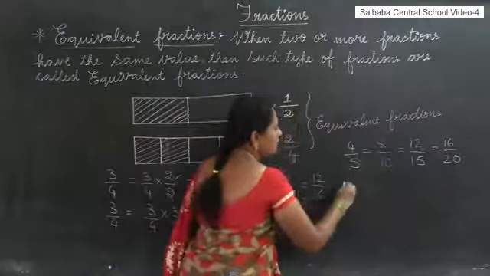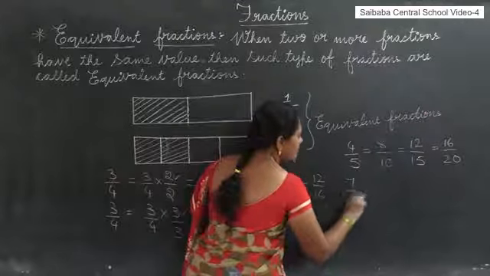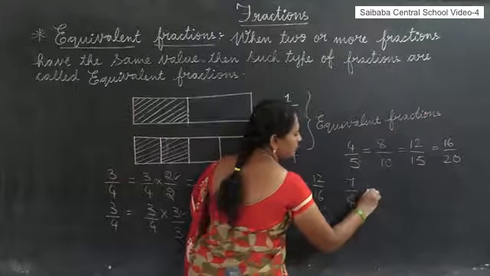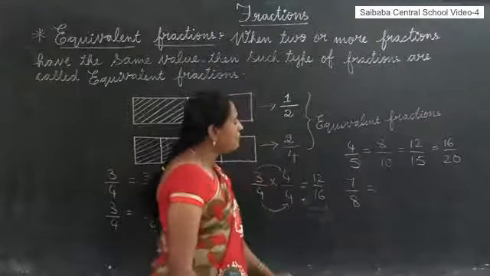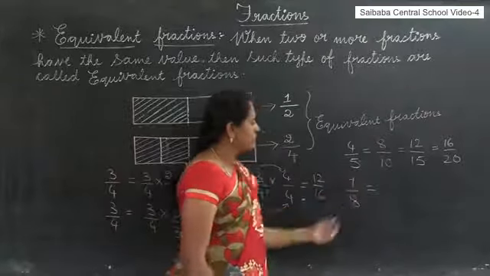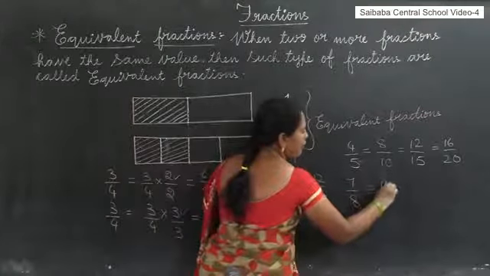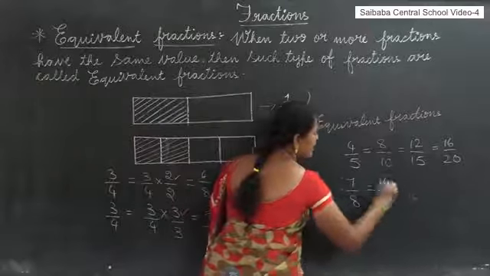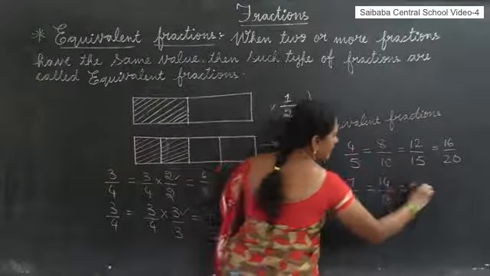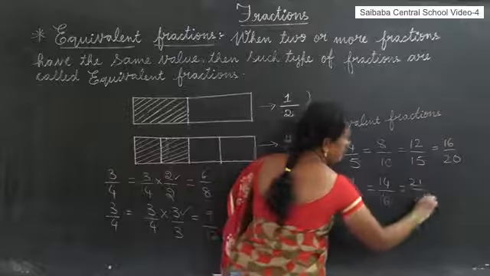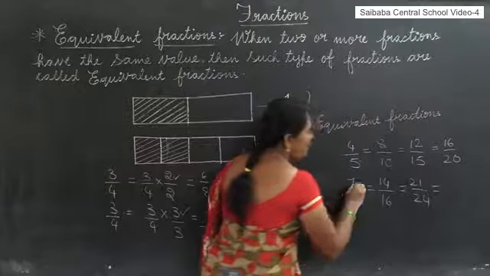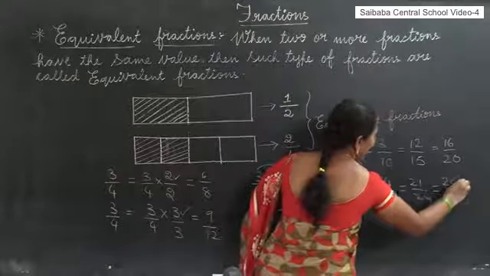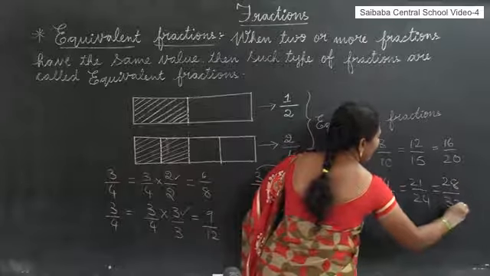Now you say, what are the equivalent fractions of 7 by 8? Yes, 7 2s are 14 by 8 2s are 16. 7 3s are 21 by 8 3s are 24. Now 7 4s are 28 by 8 4s are 32.